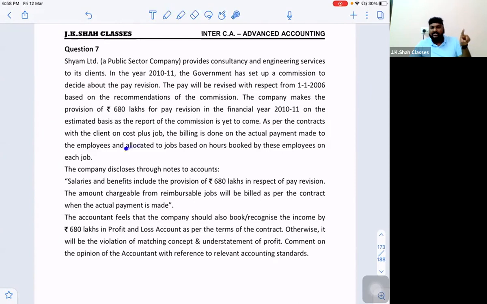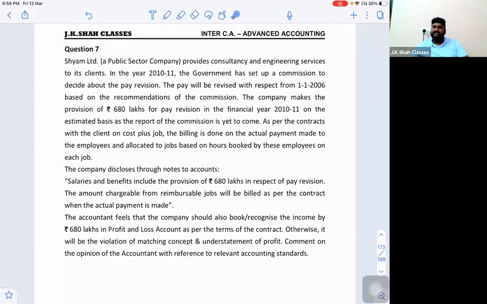And since this is a cost plus job, we get the total reimbursement of cost plus our desired rate of return. Now, what is the accountant feeling? The accountant feels that the company should also book or recognize the income of 680 lakhs in the P&L account as per the terms of contract. Now, if you see the terms of contract, you generally bill when you first pay to your employees. Before paying to your employees, you will not bill to the client. So can you record the revenue of 680 lakh directly now?